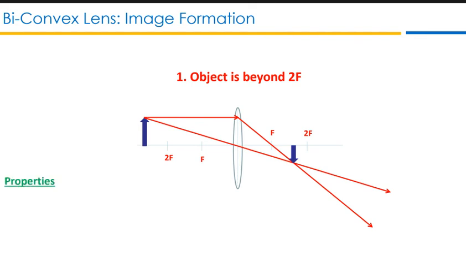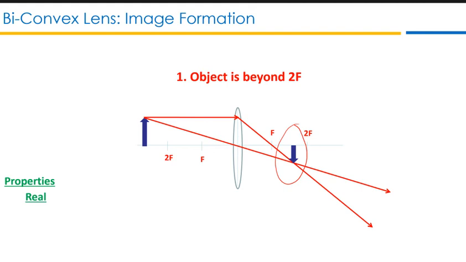So the properties of this image is, number one, it's real. What does it mean by real? So real is an image that can be obtained on a screen. So for example, where the image is, we place something, for example, a cardboard or a wall or anything. So you will get the image over there. And the real image is always formed with the intersection of the real rays. So this image can be seen on a screen, that is called real.